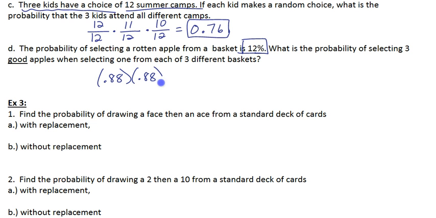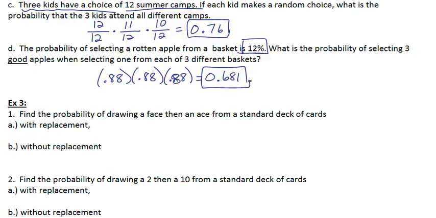And they're all different baskets. So if I've picked one, I go to the new basket, I've got the same probability. So 0.88 3 times. So this one I put under the dependent section, but I guess actually it's independent.